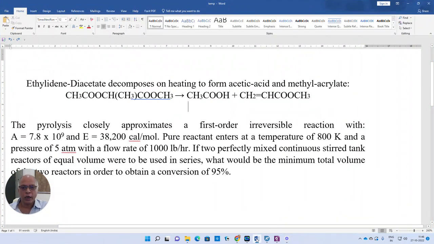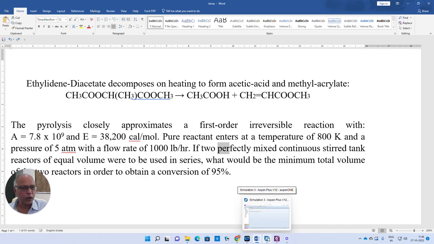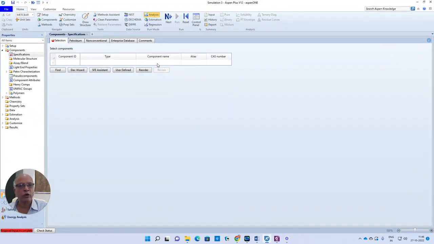Good morning. In this session, I would like to demonstrate the use of the optimization toolbox in Aspen. In fact, a similar problem has been worked out with the help of a design spec and calculator block. Though the reaction and the kinetics are different, the problem is more or less similar. We wanted to make use of two CSTRs connected in series of equal volume. In order to get 95% conversion, we need to find out the minimum total volume of the two reactors. Let us see how to handle this problem and solve it using the optimization toolbox.